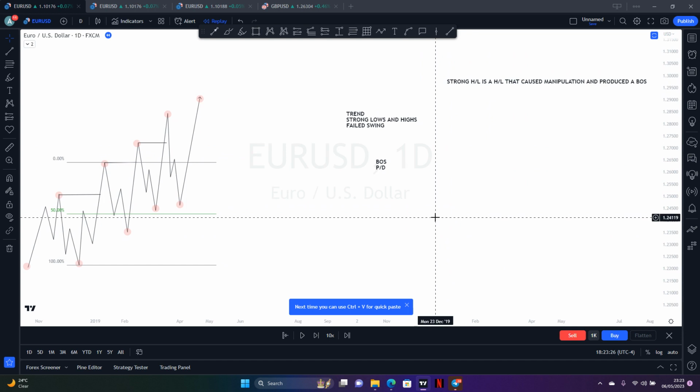For you to call your low a low or your high a high, that particular high needs to first manipulate price. What I mean by manipulate is that it needs to grab liquidity, because that liquidity is what moves the market. Price needs to grab liquidity first. That is what qualifies a low or a high to be a low.